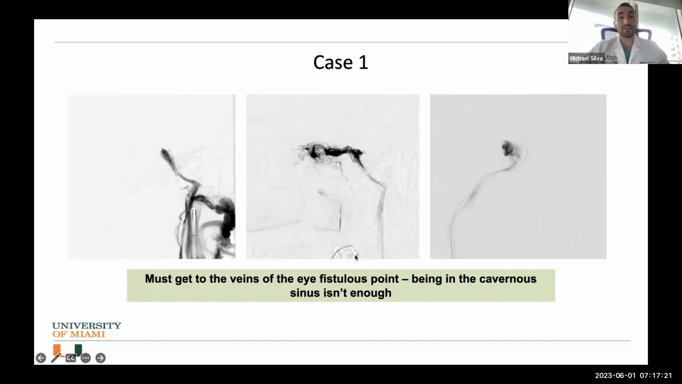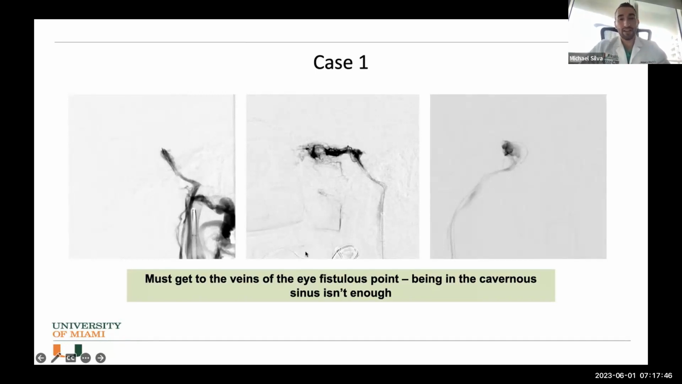So you can imagine if you occlude, if you fill up the cavernous sinus with coils, but the eye is still left unprotected and there's still a fistula, that just means that there's less venous outflow from the cavernous sinus and even more pressure into the eye. So if you don't get to the fistulous point, if you don't get to the ophthalmic veins, the veins draining into the eye, then you may make the problem worse.